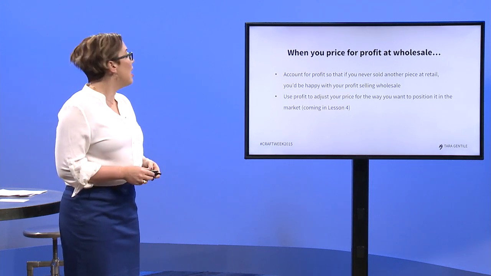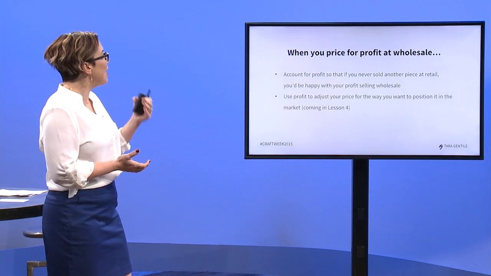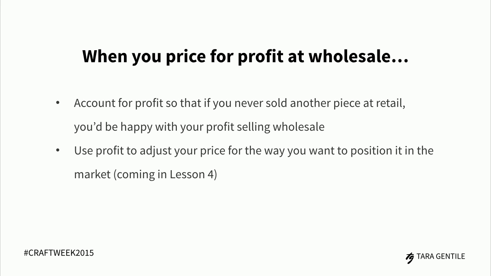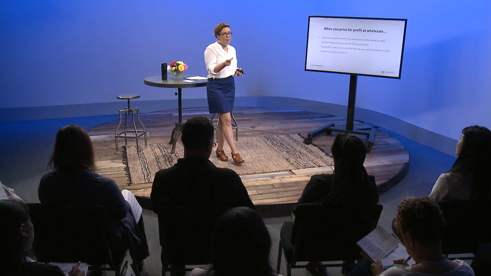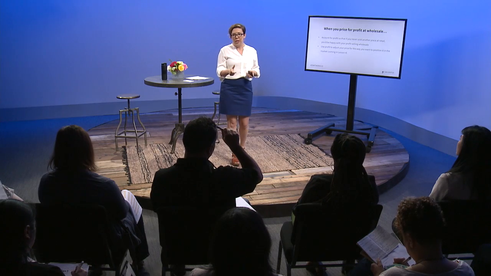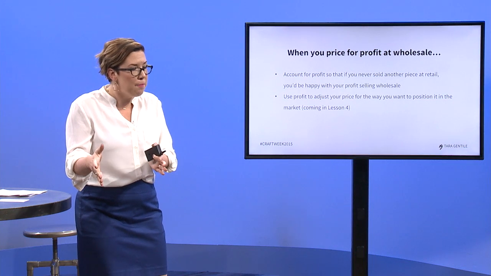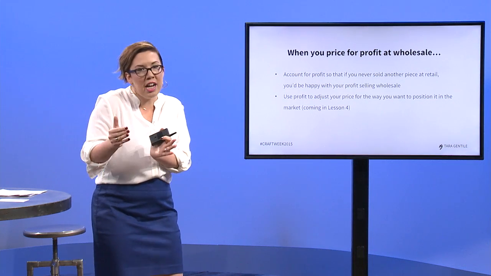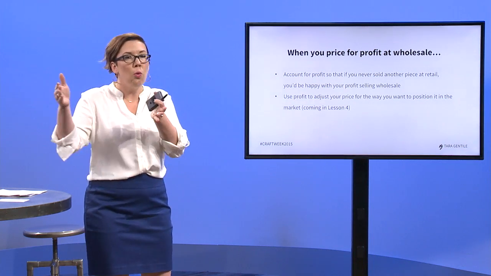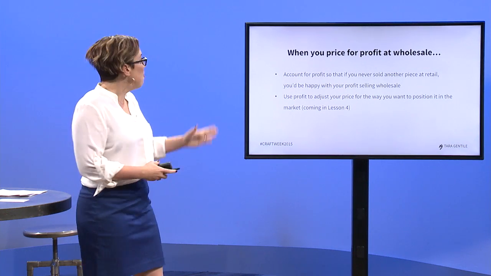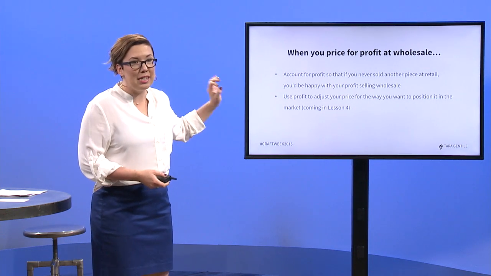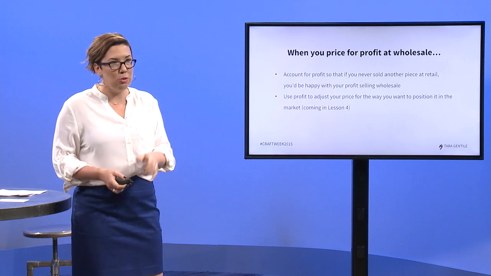The other thing that pricing for profit at wholesale does is that you can use profit to adjust your price for the way you want to position it in the market. Don't worry, we're going to come back to positioning in the next lesson. But profit isn't a set number. It's a variable. It's something that you can use to make sure that you're accounting for some profit there, but it's also this number that changes, that fluctuates based on what we actually want the price to be. Because like I said, this is just a base price. It's not the final price.